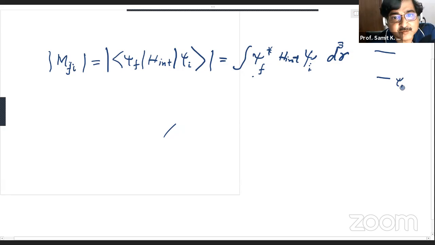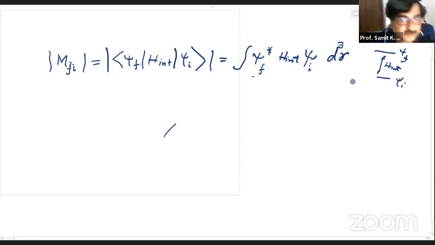This is maybe the psi initial, and this is for the psi final, and it will be interacting through this interaction. This is the H interaction. So now in our case, this interaction is simplified. It's very easy because this electromagnetic interaction is a well-known interaction for our case.